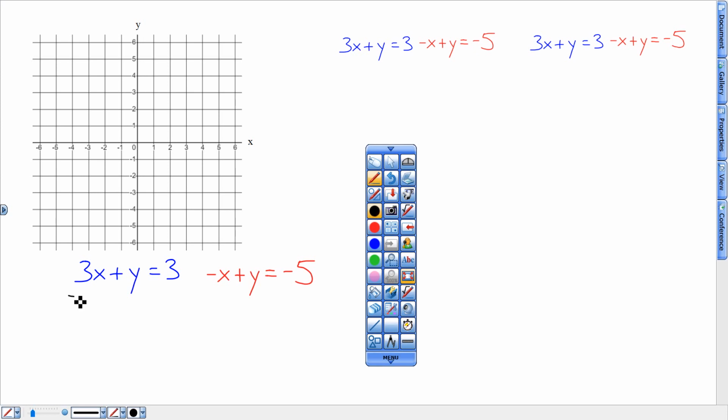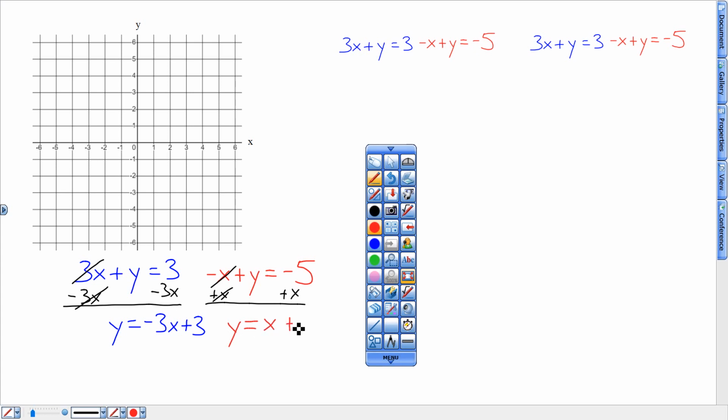So I'm going to subtract this 3x from both sides to get this first equation in blue solved for y. That gives me the equation y equals negative 3x plus 3. Now it's ready to graph. For my one over here in red, first step is to add x to both sides to get this y by itself. That's what you need, get y by itself to graph it. Now that y is by itself for both, you could graph on an xy axis and find where they intersect.